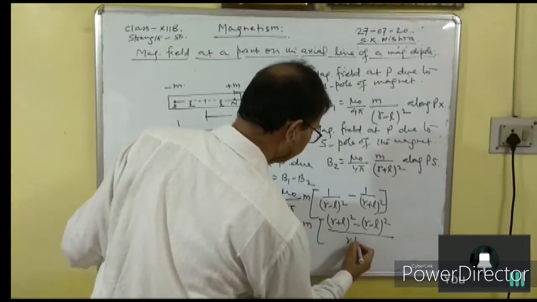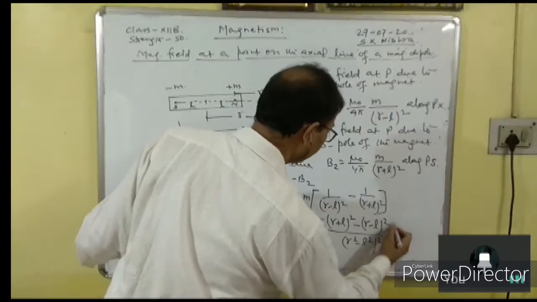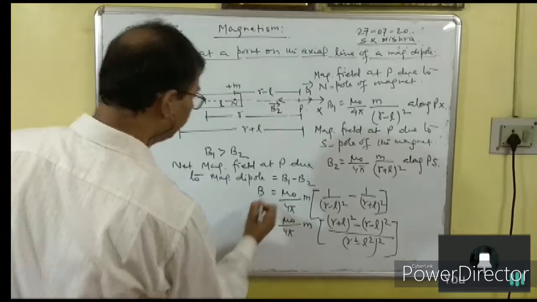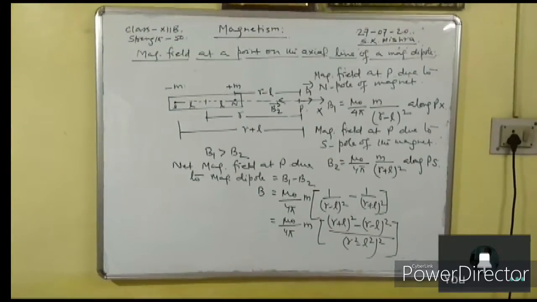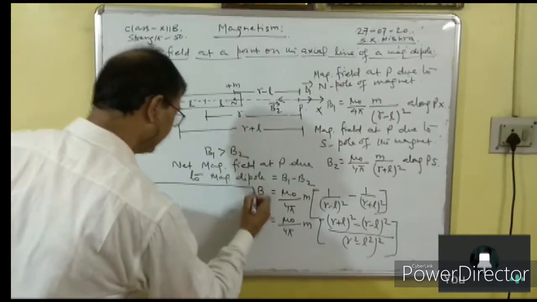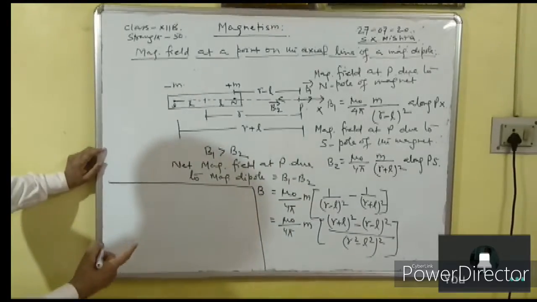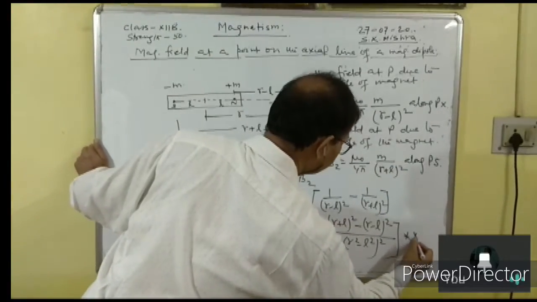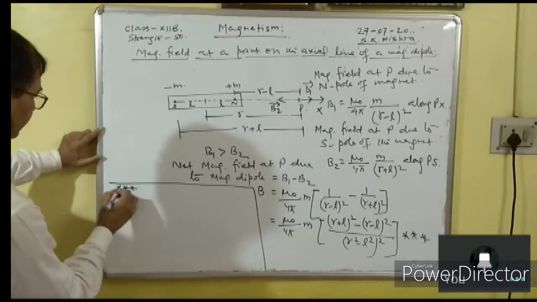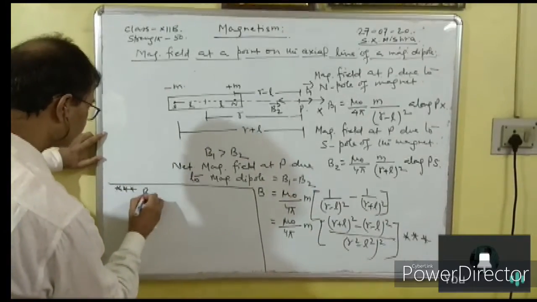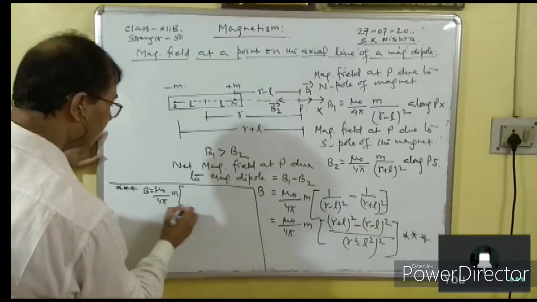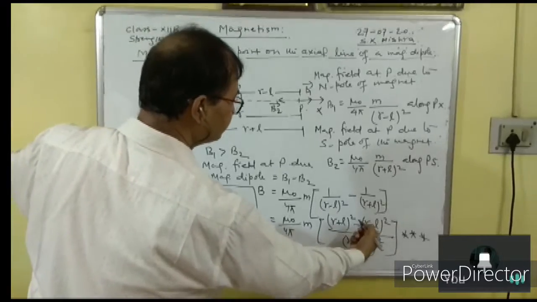Direction will be, assume here positive magnetic poles, then positive, negative attraction. So it is along PS. This side it is B1, and this side it is B2. Now which one is greater out of B1 and B2? Obviously B1 will be greater. Since mod of B1 is greater than B2, net field at P will be towards B1.